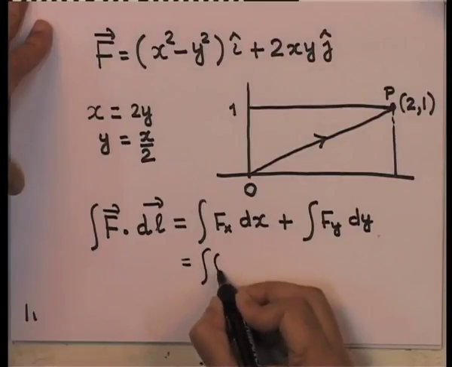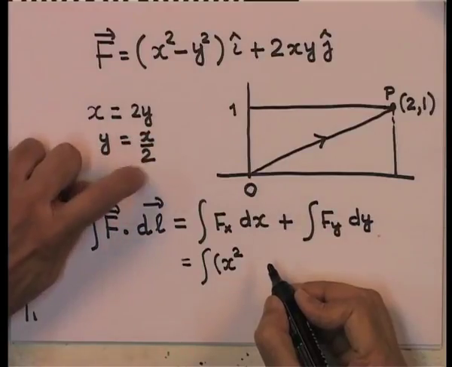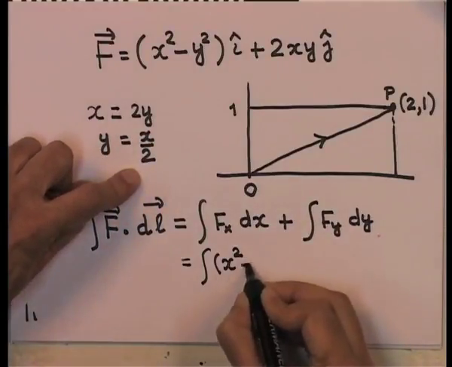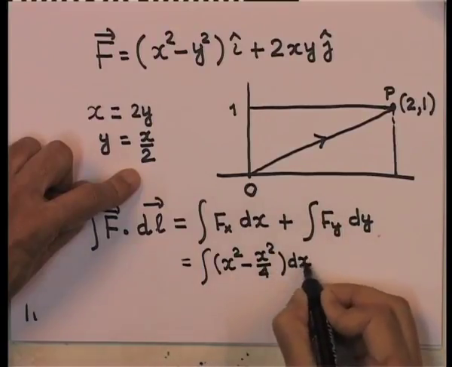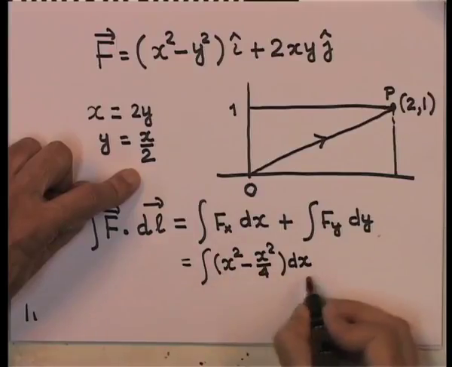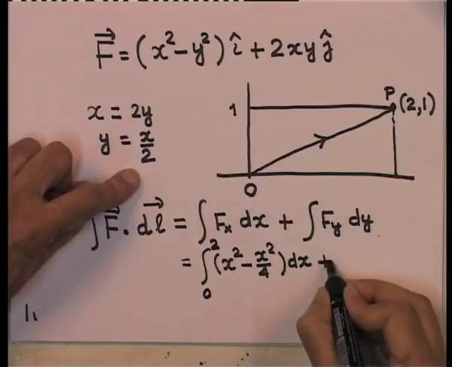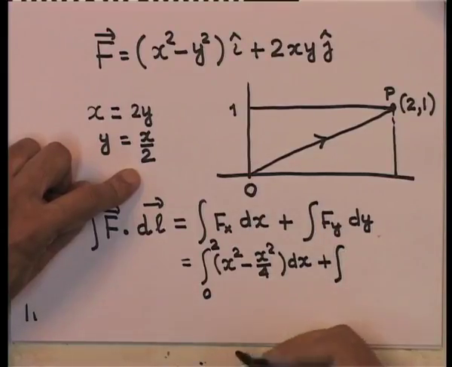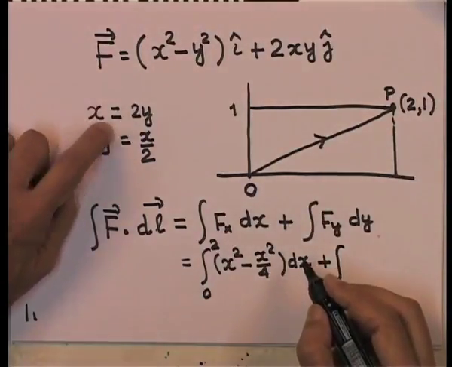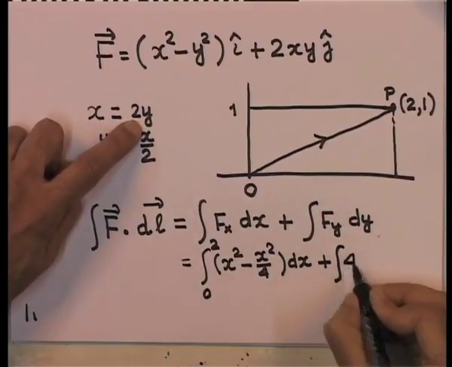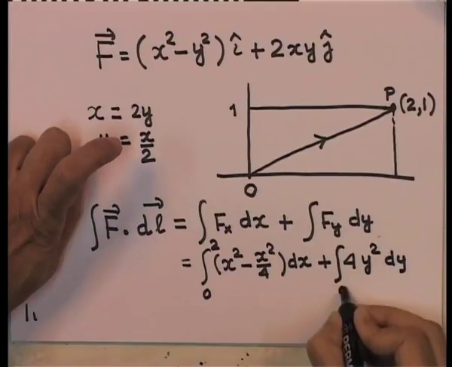Now, f x is x square minus y square, but we have seen that y is equal to x by 2. So, therefore, it is x square minus x square by 4 dx. The limit of integration over x is obviously from 0 to 2. I write the y part again. So, f y is given to be 2 x y, but x is 2 y. So, as a result I get 4 y into y is y square dy, and limit on y is 0 to 1.